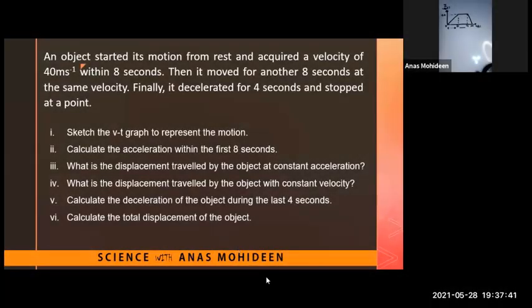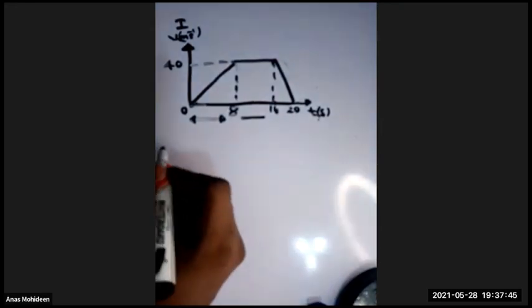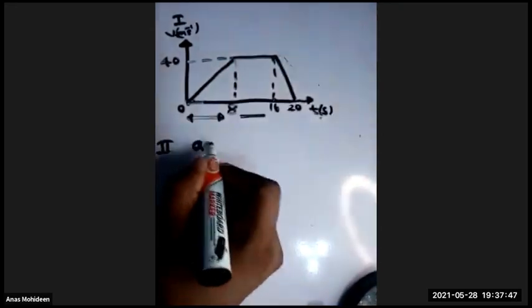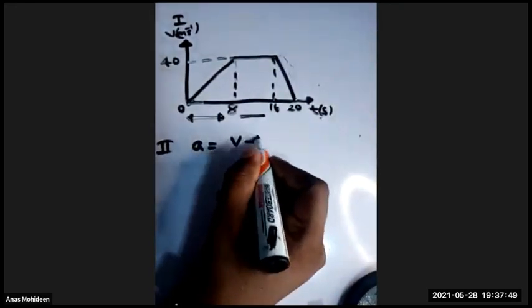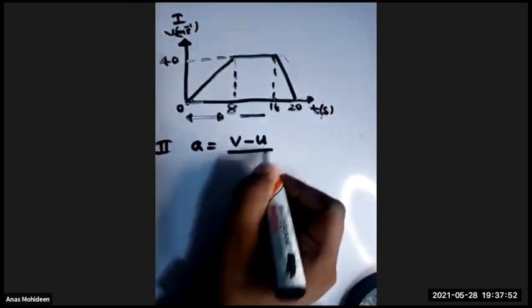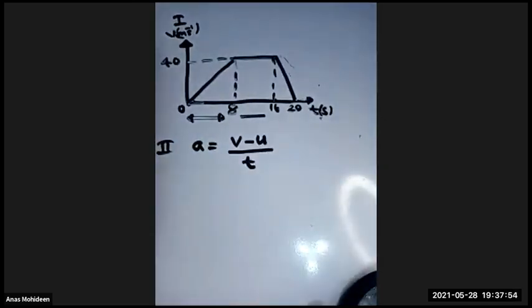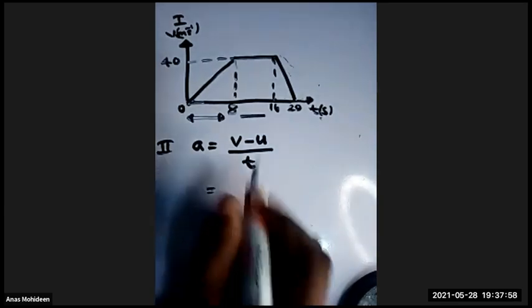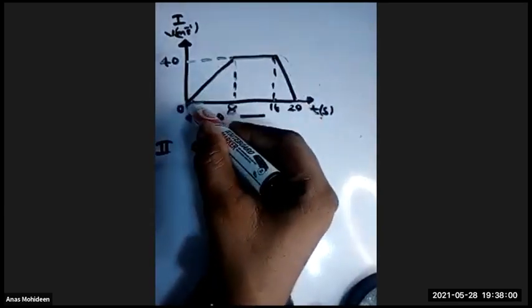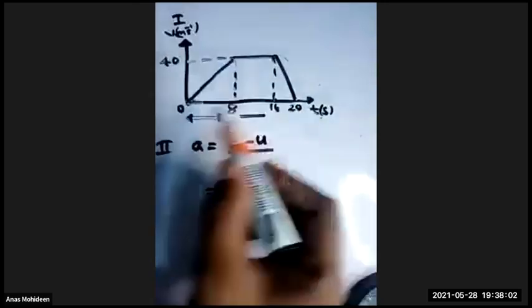Calculate the acceleration within the first 8 seconds. How do we find out the acceleration? Number 2. Acceleration is equal to final velocity minus initial velocity, divided by the time taken. So here, the starting velocity was 0, the final velocity is 40, and the time taken is 8.